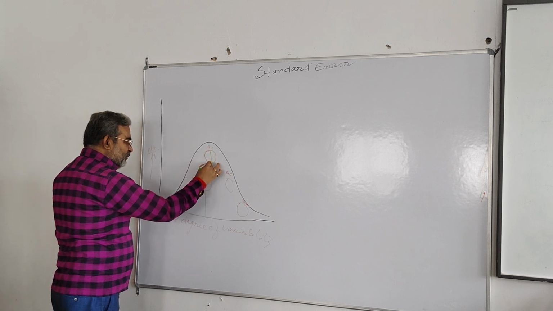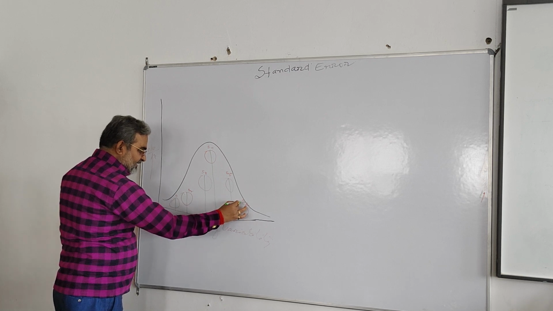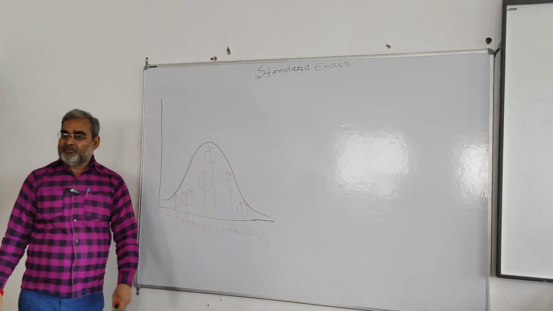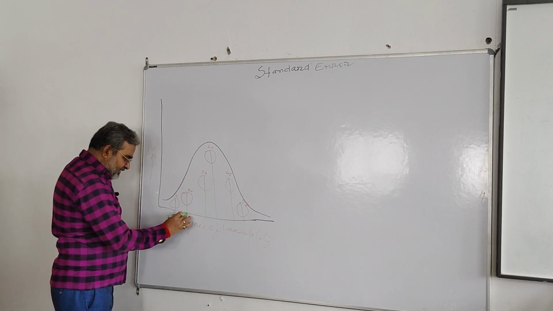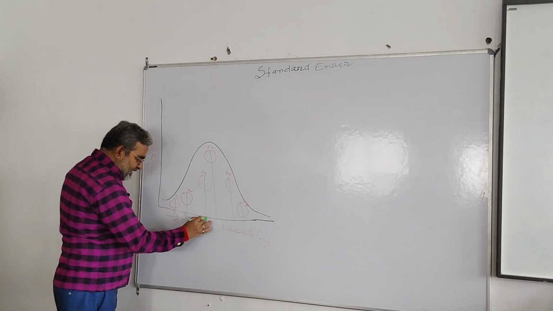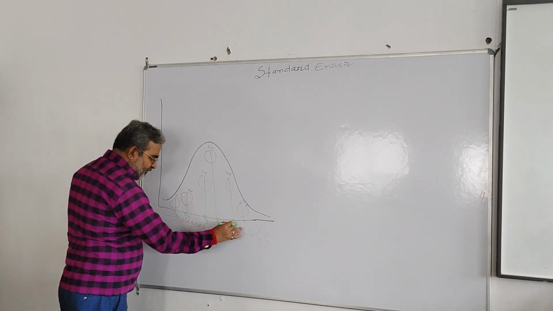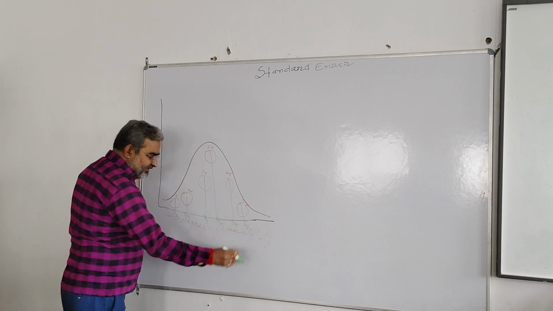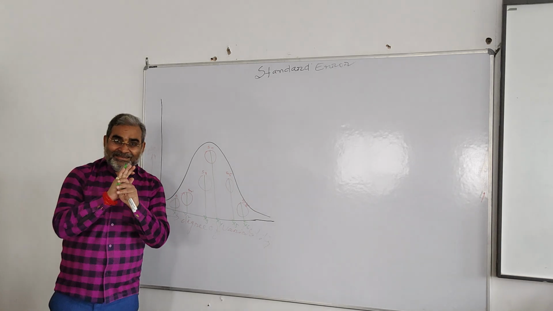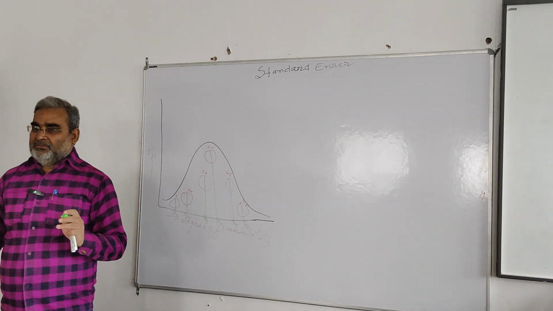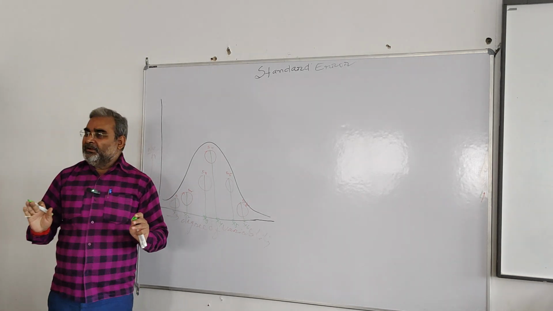This represents the mean point here, and this represents the mean point here. That means x bar 1, x bar 2, x bar 3, x bar 4, x bar 5, and x bar 6. The mean values of all the 6 samples are different. ठीक है? Mean value of all the 6 samples are different.